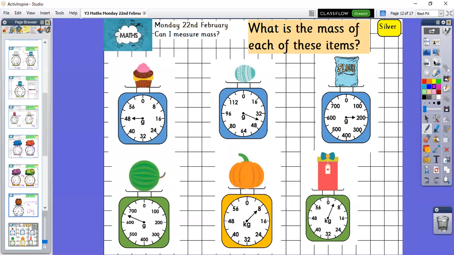Okay, let's move on. Your silver task today is to work out what the mass of each of these items are. So you'll need to look at each of the scales. Some of them, the arrow will be pointing directly at a number. For example, this yummy looking cupcake, the arrow is pointing right at a number. So that one is easy to tell. Others of them, like this Easter egg here, I think, the arrow is actually pointing between numbers. So you will need to work out what the difference is between them, okay? Pause the video here and give it a go.